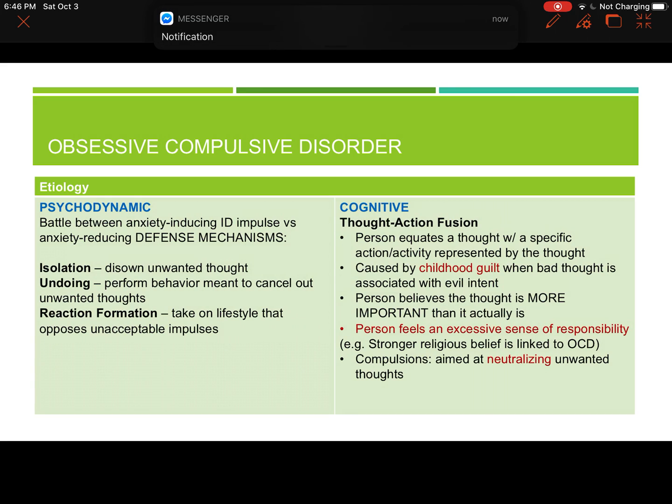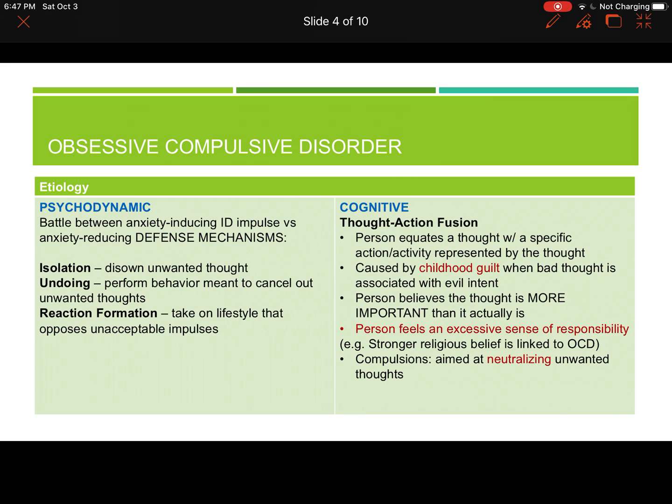Okay, so let's say, for example, the persistent thought comes into your head, I'm going to kill, I'm going to kill somebody. Let's say something like that occurs persistently in your mind. Can you imagine how disturbing that would be? For someone with OCD, it's possible that that causes them extreme guilt because they think that who they are is tied to their thoughts. And so just the thought of wanting to kill somebody is just as bad as actually killing or hurting somebody.